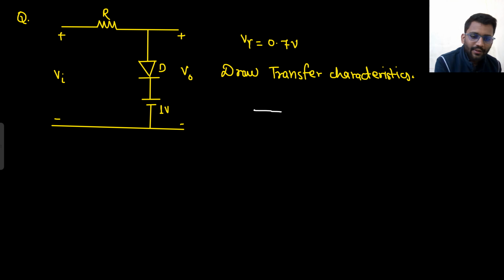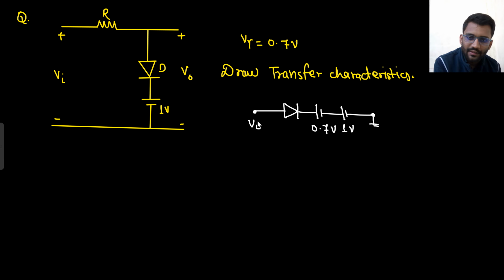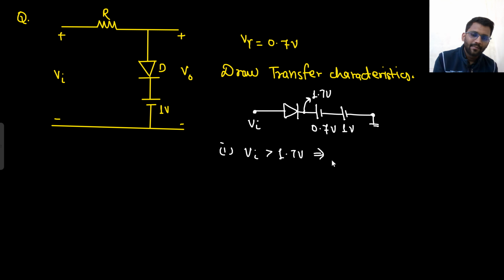So this is our diode. I am taking the battery out of the diode here this time. This is my 1 volt already there, and this is ground. I am taking the battery out of the diode, 0.7 volt here, and this is my V in. So if this is V in, this will be 1.7 volt, right? 1 volt and 0.7 volt. So 1.7 volt.